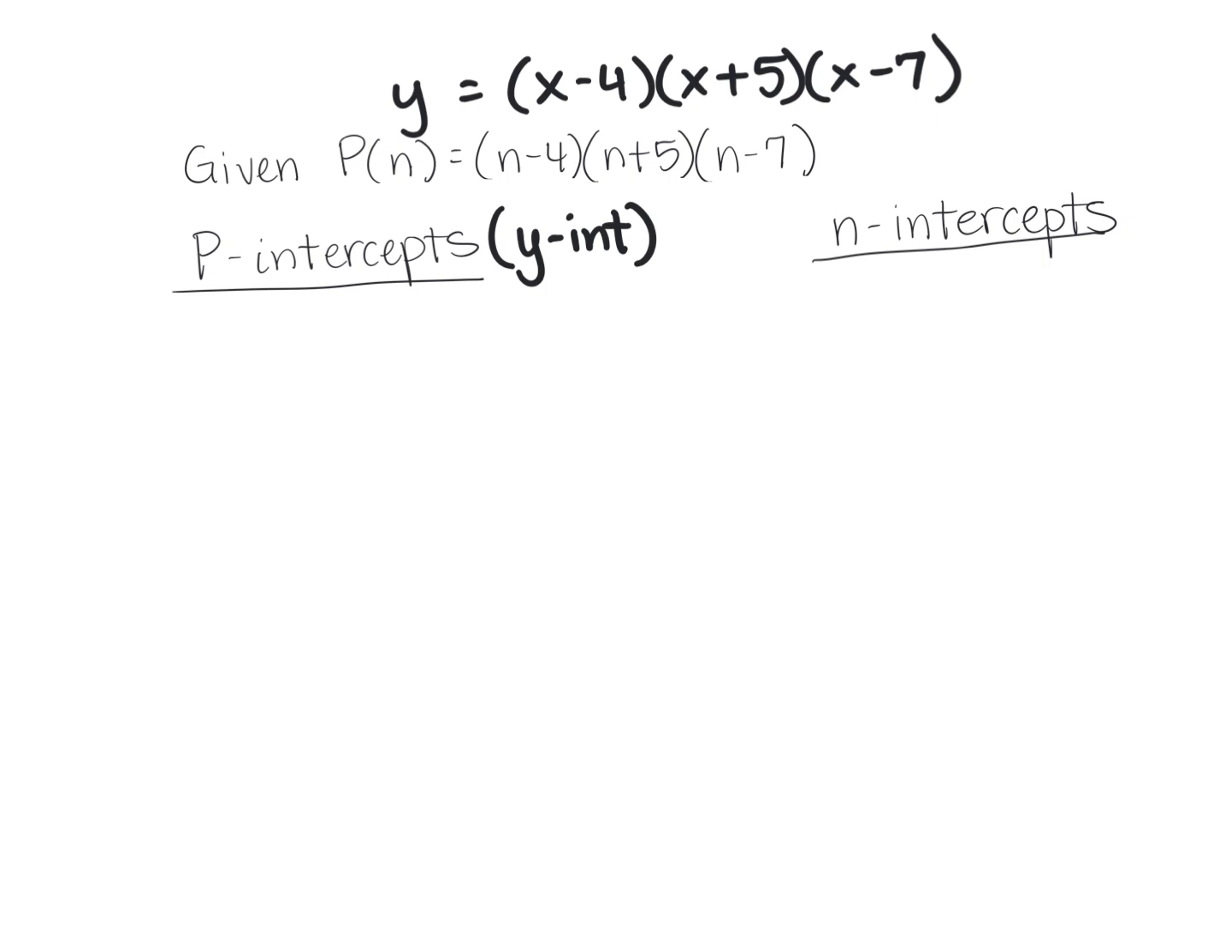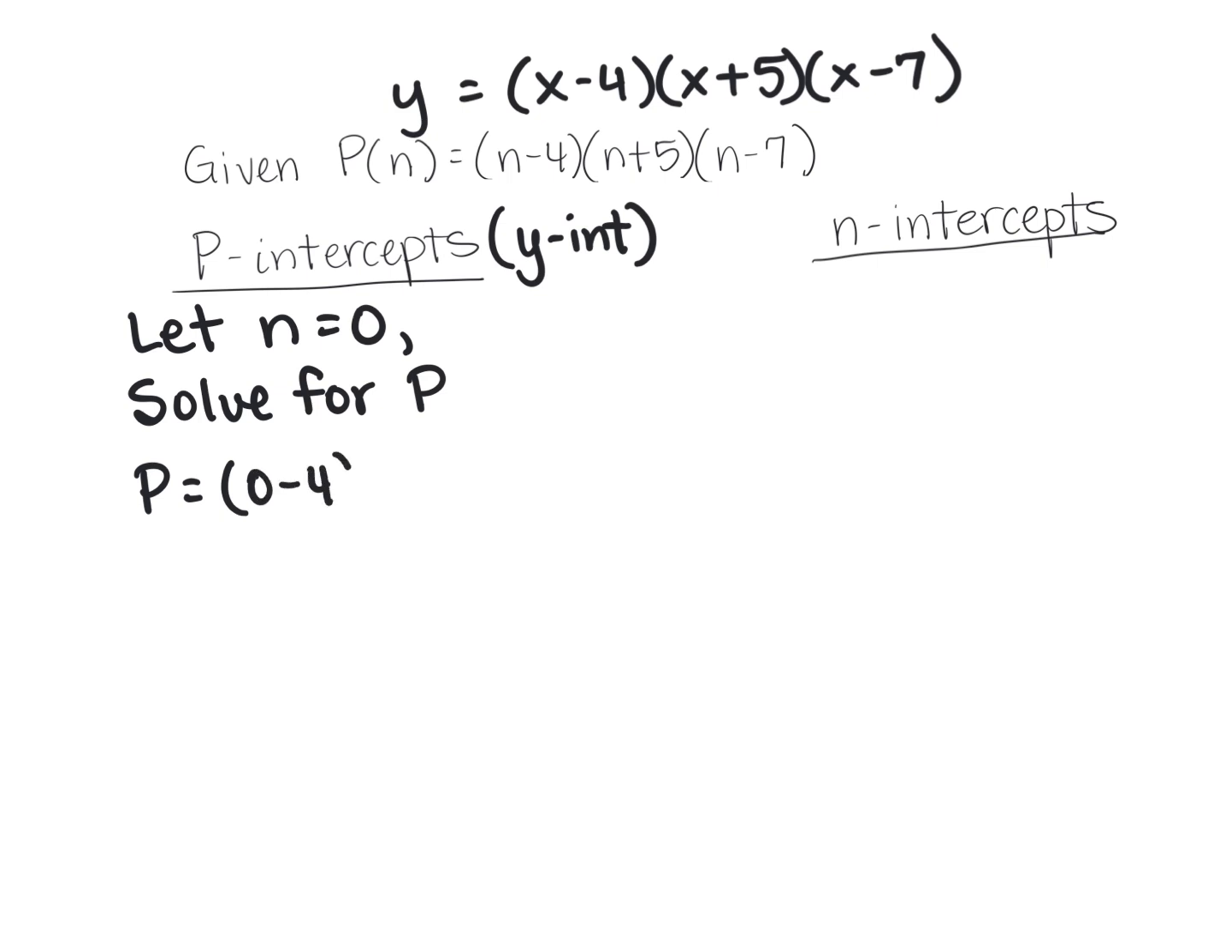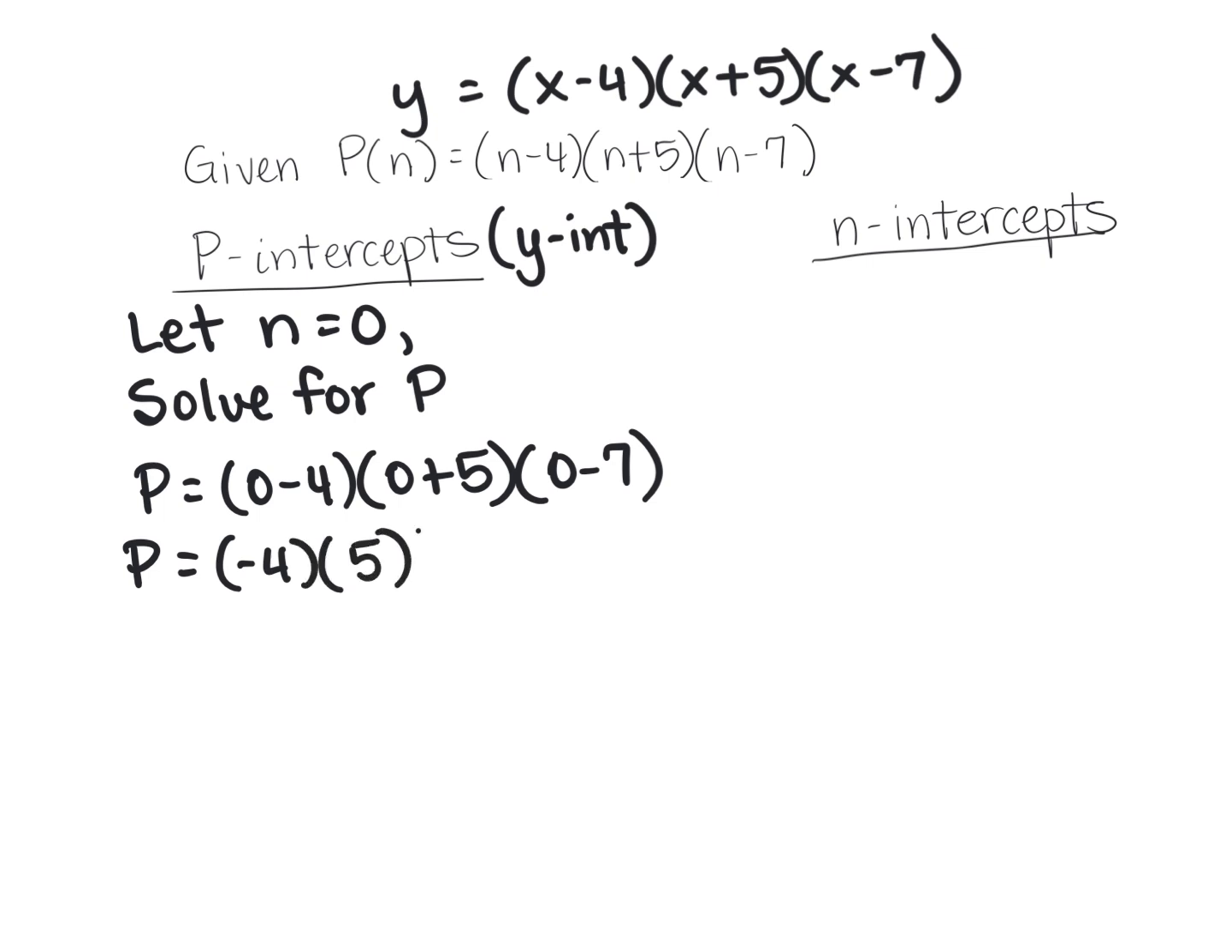So in my equation, what I'm given, I'm going to let n be equal to 0, and then I will go and solve for p. So as I do that, I get p is equal to 0 minus 4 times 0 plus 5 times 0 minus 7. So when I do this, and kids like to jump the gun on this, I'm going to just tell you, slow down just a minute. So if I end up writing that down, then we are less likely to make a mistake.